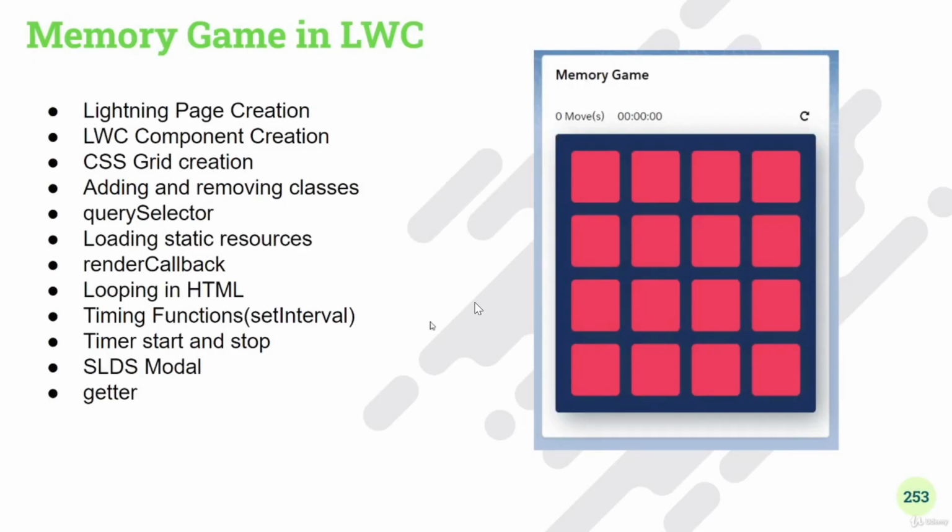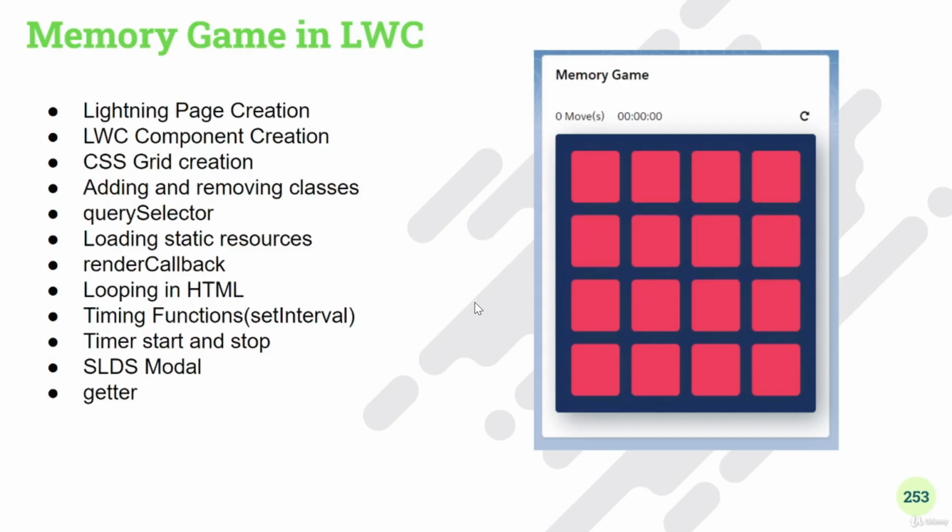First we'll see how to create a lightning page, then we'll see how to create a component, then we'll see how we can create the grids using a CSS grid. Then we'll see how we can add and remove the classes. We're going to use query selector to fetch the element reference. For the images, or I would say icons, we're going to use a font or some library. To load that library, we're going to use the static resources, and to load that library in the component, we're going to use the render callback.